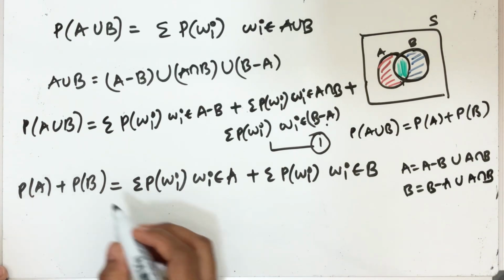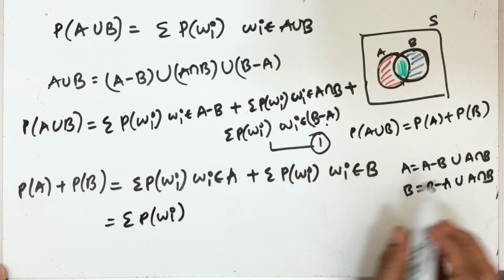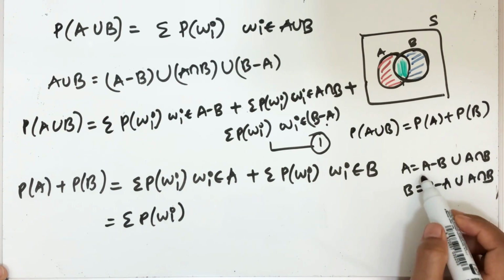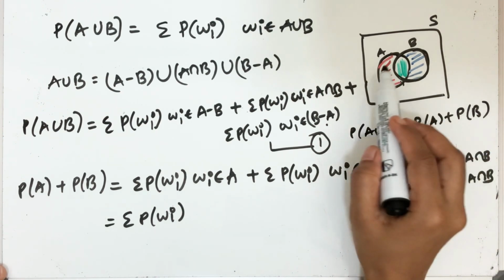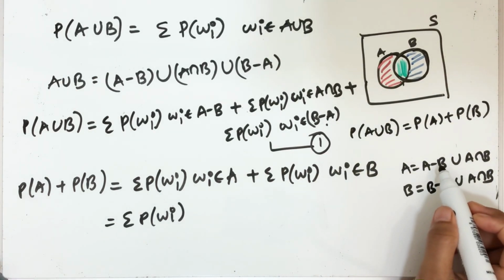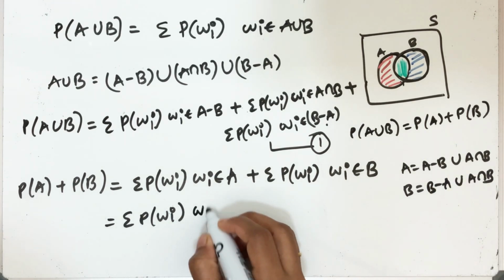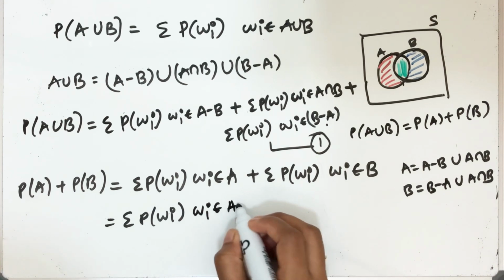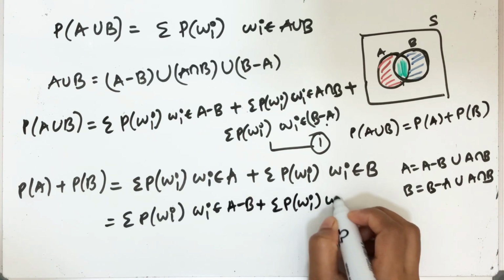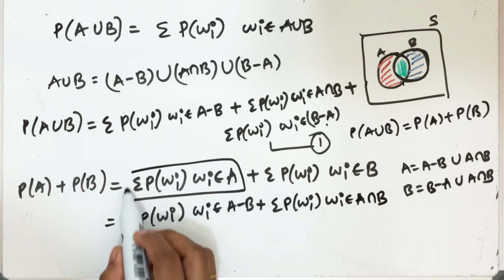So P of A plus P of B is equal to sigma P of Wi, Wi belongs to A minus B union A intersection B. A is nothing but A minus B union A intersection B. And A minus B and A intersection B are mutually exclusive, no common elements. So their probability is nothing but sum of their probabilities. So sigma P of Wi, Wi belongs to A minus B, plus sigma P of Wi, Wi belongs to A intersection B. We have written this portion also only.